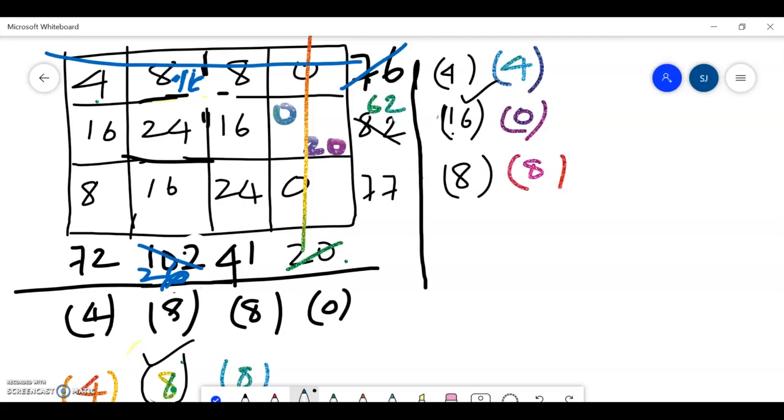The next one: 16, 24, 16 and 8, 16, 24 is the next. Again you have to find out how much penalty each gets. Now what is the difference? 16 minus 16, 0 is the penalty here. 8 minus 16, 8 is the penalty over here.